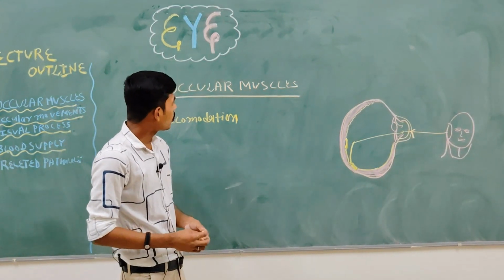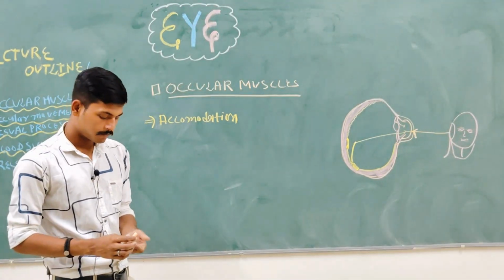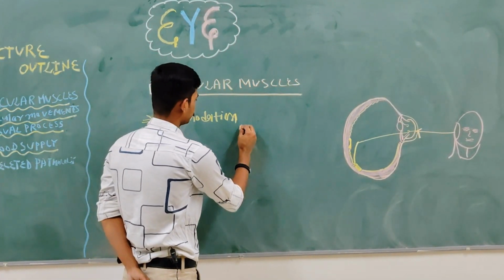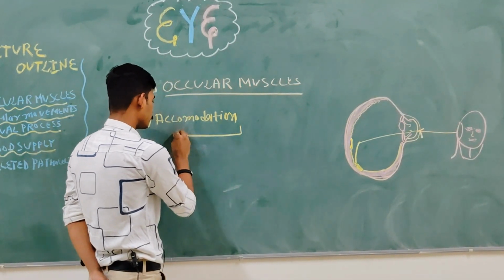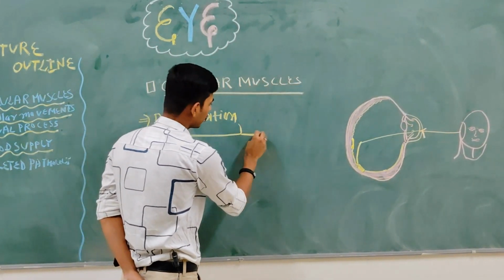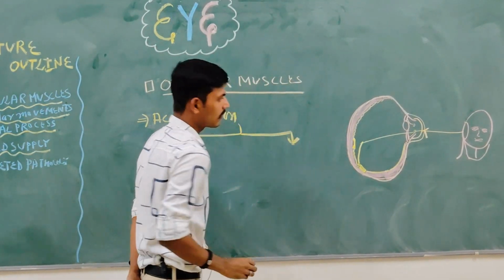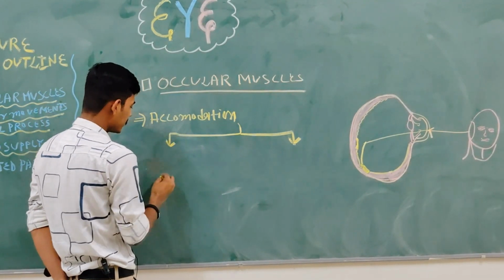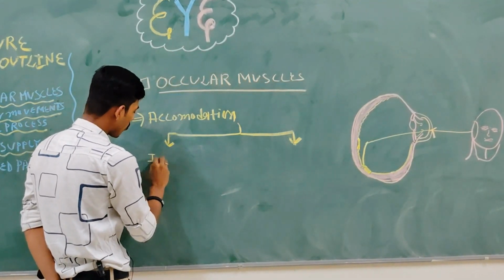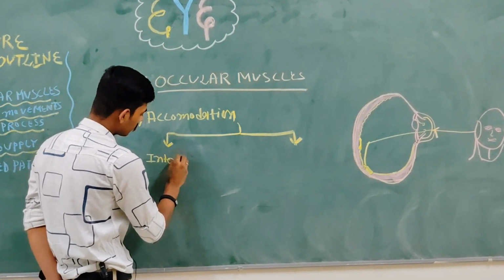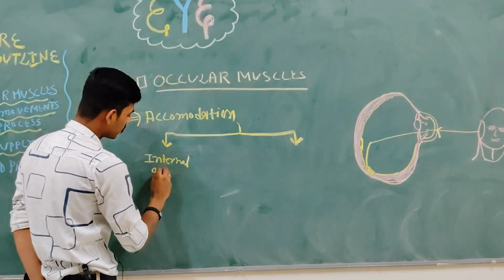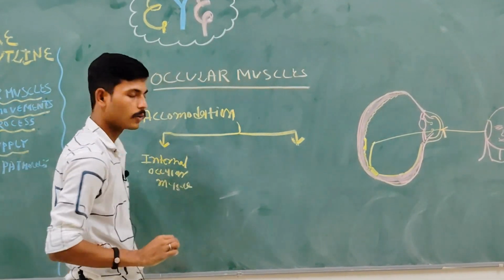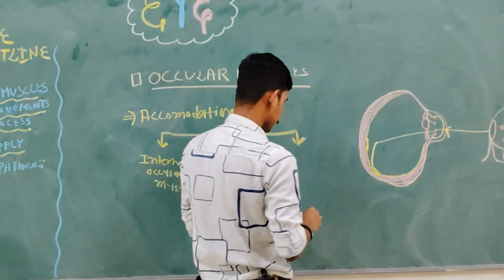Now, once we have defined the ocular muscles and accommodation, let's understand the types of ocular muscle. There are two types. One type we already discussed while describing the structure of the eye, but let us revise it. The first set is the internal ocular muscles, and the second is the external ocular muscles.